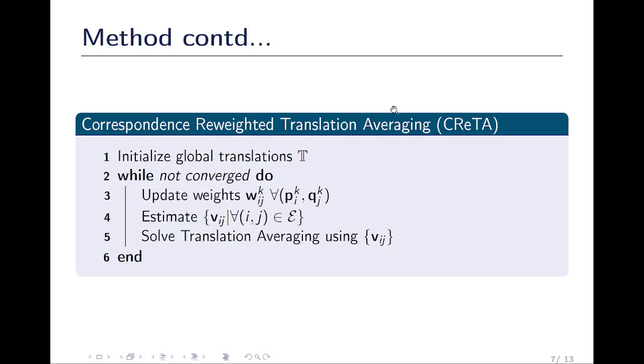Our method can be summarized as follows. Given initial global translations, we first update the weights for each point correspondence over every edge and then solve for camera translation directions using these weighted point correspondences, and then finally get the camera translations from these estimates of directions. And we repeat this process until convergence.